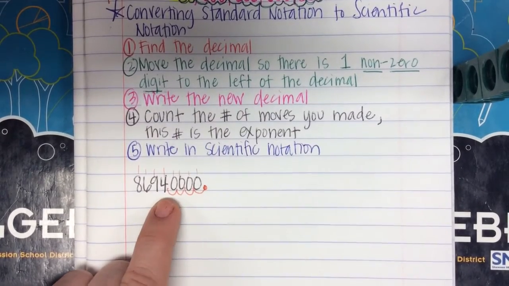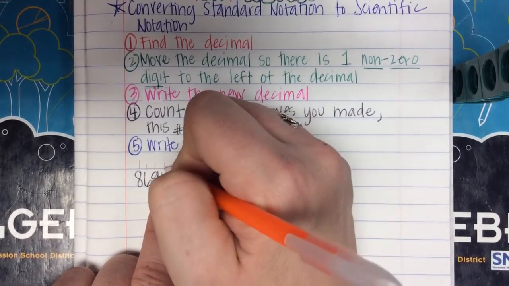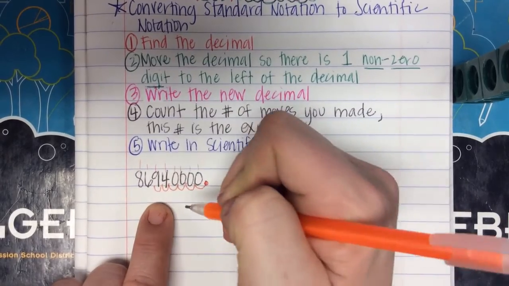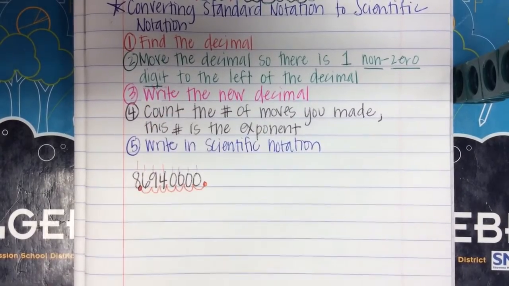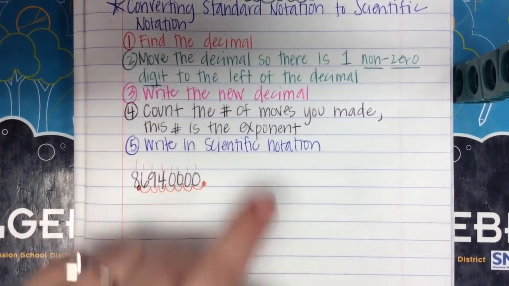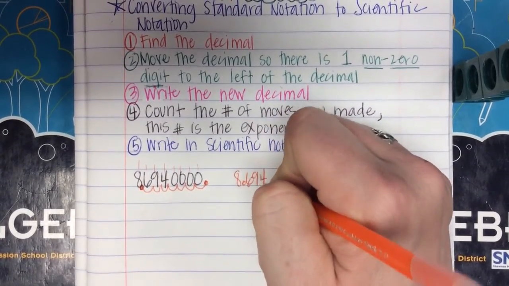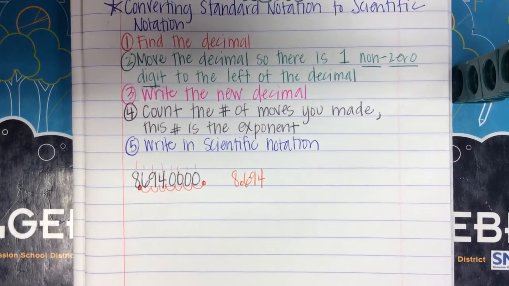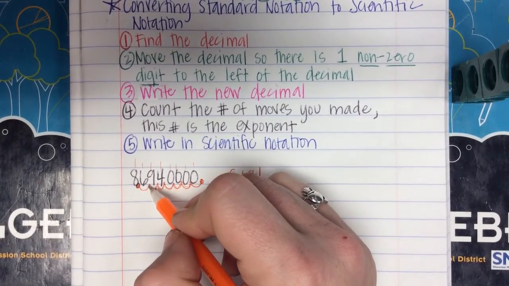Some people are going to stop right there. How many digits are to the left? 4. We only want 1. Right there. Write the new decimal. Count the number of moves you made. 1, 2, 3, 4, 5, 6, 7.